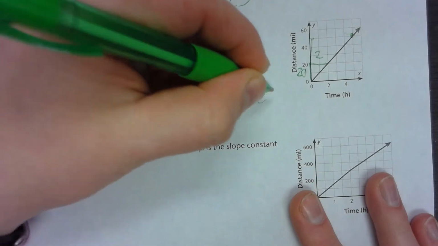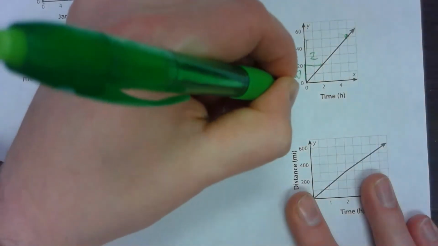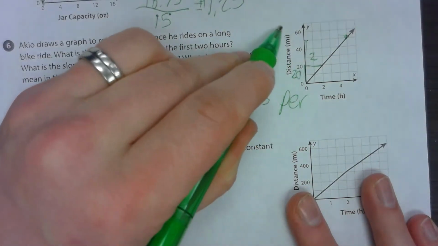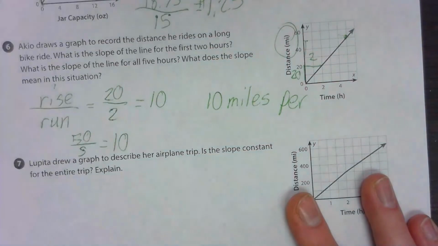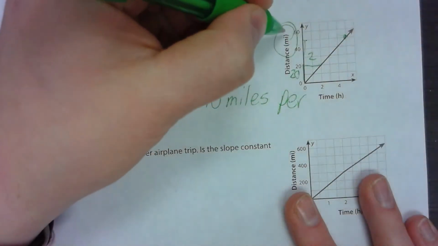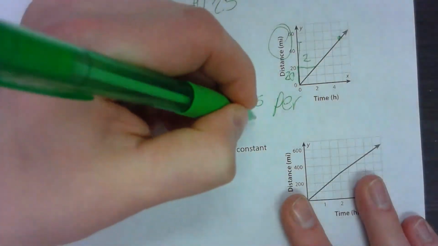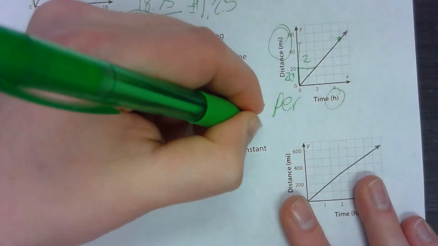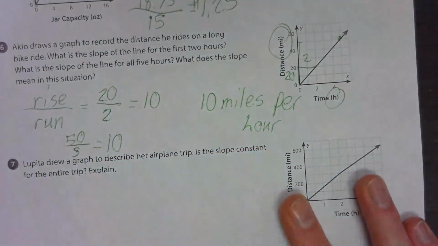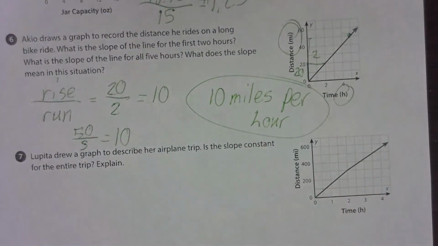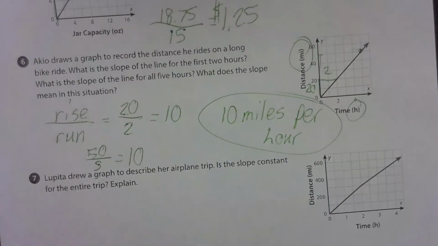He's riding his bike 10 miles per what? 10 miles, my change in my y, what does my y represent? It represents miles, right? 10 miles, what does my x represent? Because that's what we're comparing here, per hour. He is riding his bike 10 miles per hour constantly. He's never going to stop riding 10 miles per hour. He's not slowing down. He's not speeding up. He is just continuing to ride.